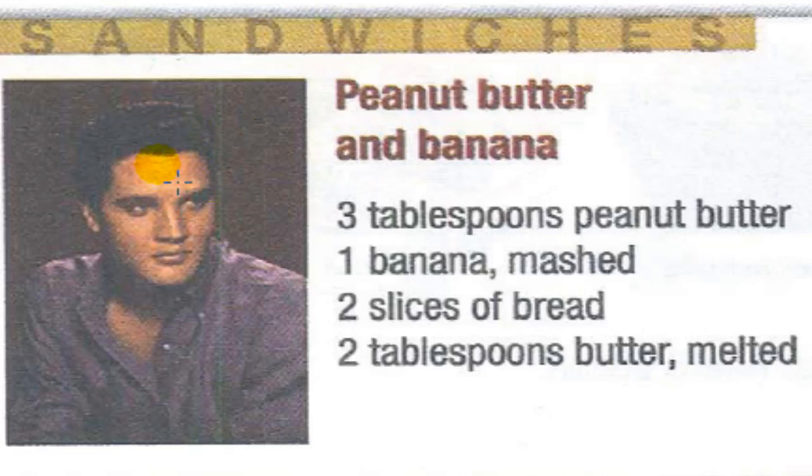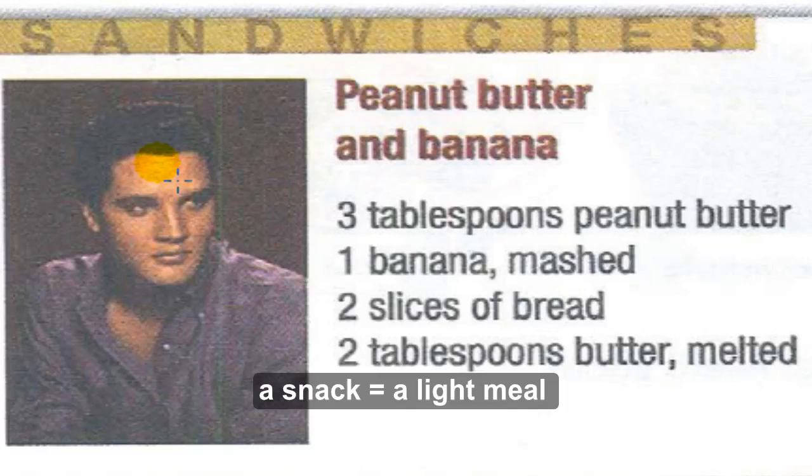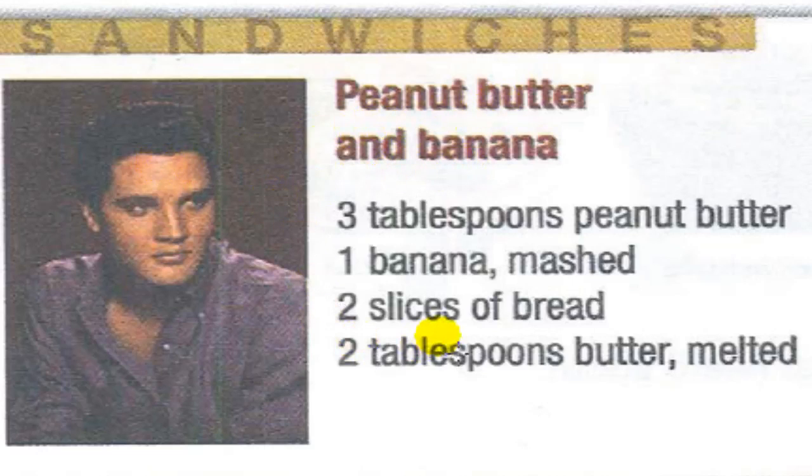Do you think this is a healthy snack? What's a snack? A snack means a light meal. So this is peanut butter and banana. The ingredients of this recipe are the following: 3 tablespoons peanut butter, 1 banana mashed, 2 slices of bread, 2 tablespoons butter melted. So these are the ingredients.